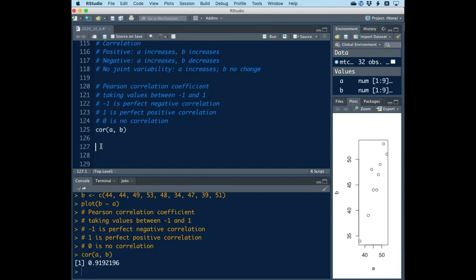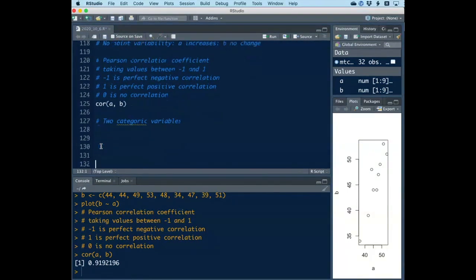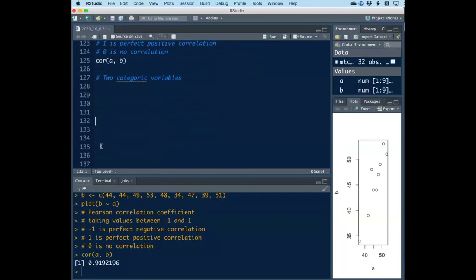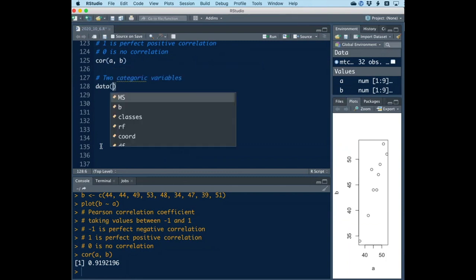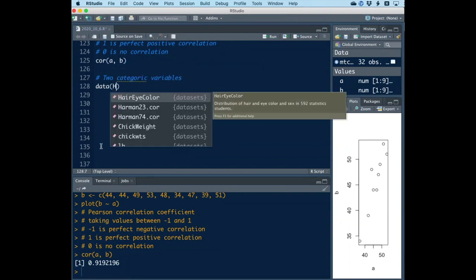So I want to talk about two categoric variables. What shall we do with two categoric variables? We cannot calculate the correlation coefficient, of course. I will use another data set that is called data hair eye color.